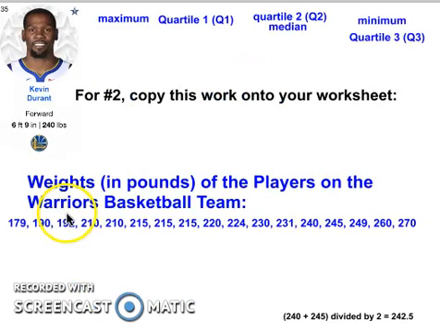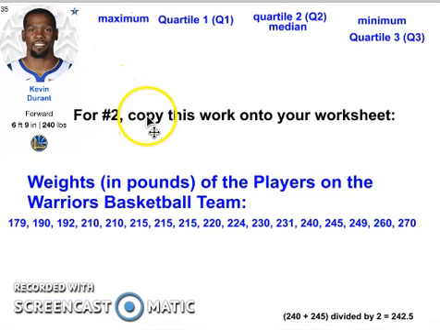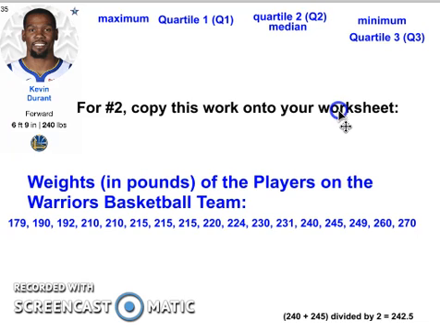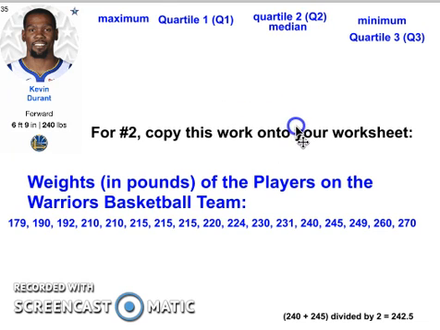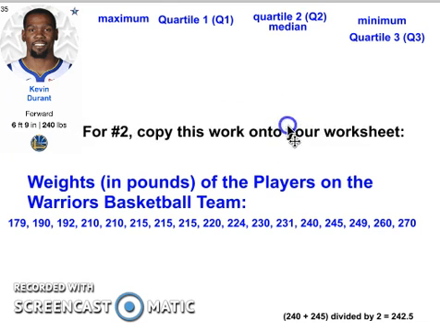Now, you have a worksheet in front of you, and what you should do first is probably read the introduction and number one and number two, then pause the video and play this video again after you finish reading the introduction and number one and number two. Because what we're going to do is do number two together, and for number two, you want to copy the work that I do onto your worksheet. So basically, you're going to follow along, pause the video when you need to, and copy down the work. And you are always welcome to replay the video so that you can understand what you're doing, okay?